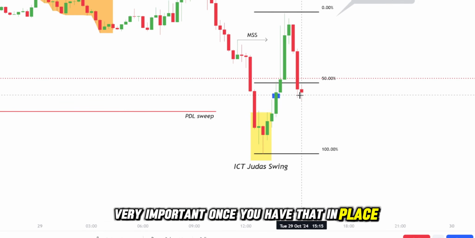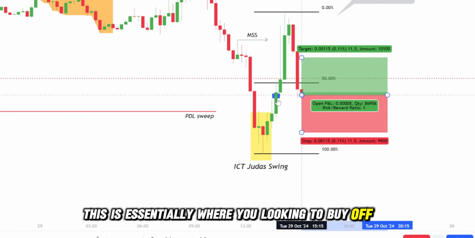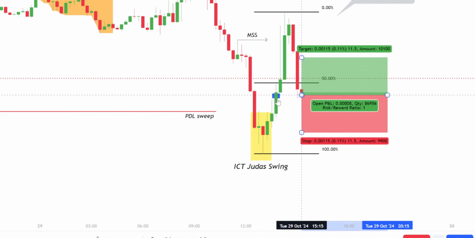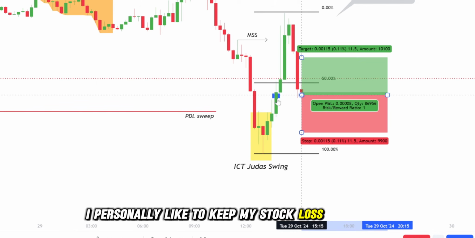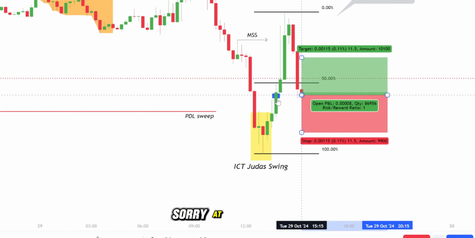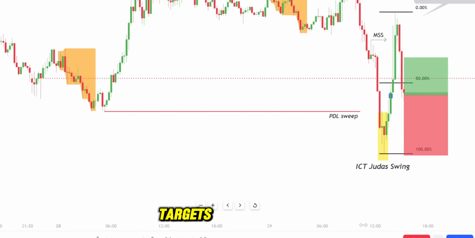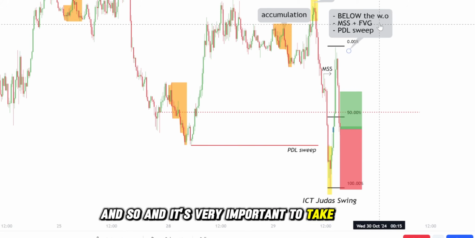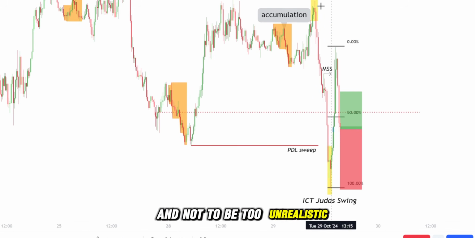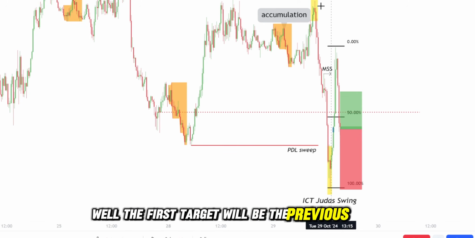Once you have that in place, this is essentially where you're looking to buy off. You're looking to buy from a discount. I personally like to keep my stop loss at the Judah swing. And the next question I often get is targets. Where do you target in the market? Targets are very important, and it's very important to take partials and not to be too unrealistic and greedy with your targets. Well, the first target will be the previous day high.